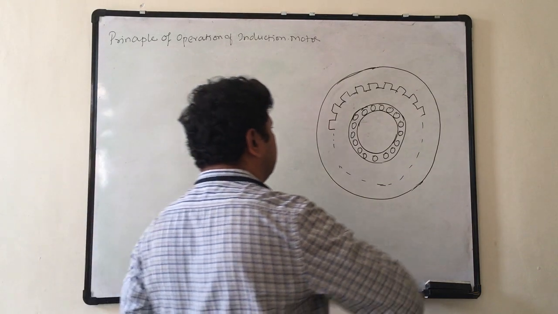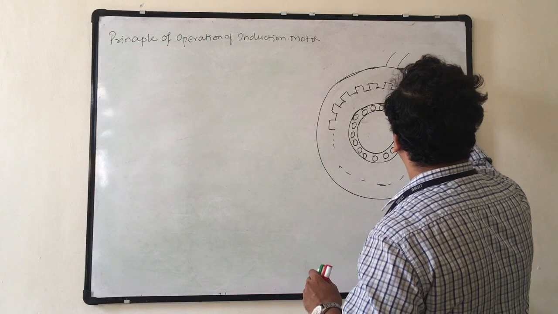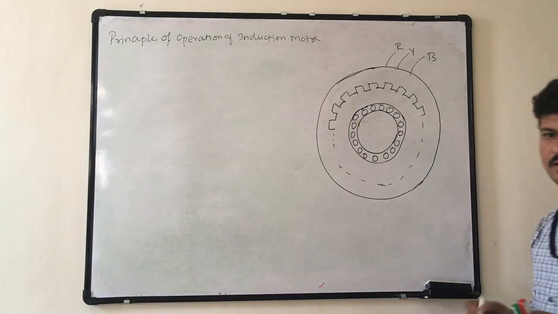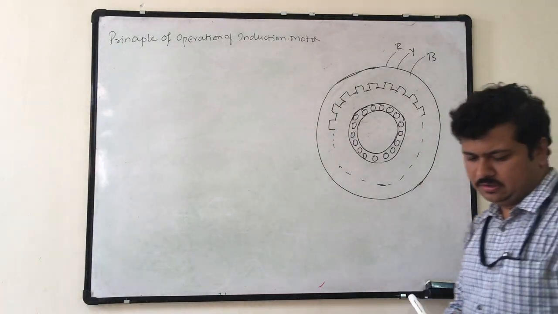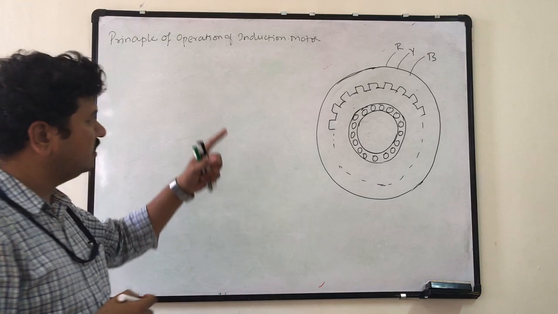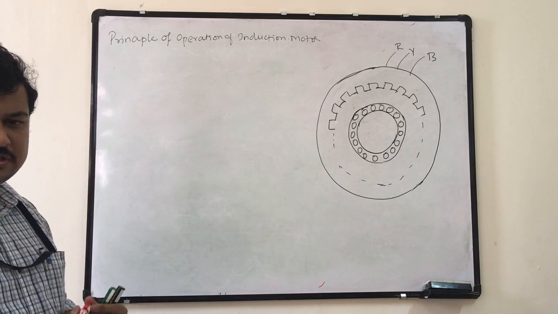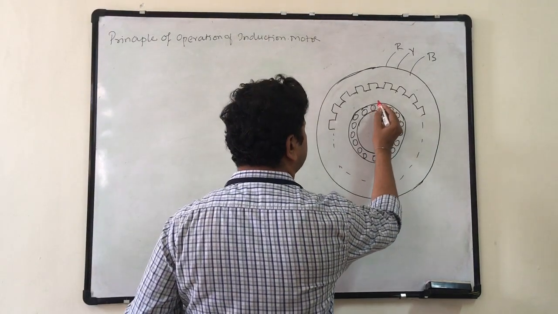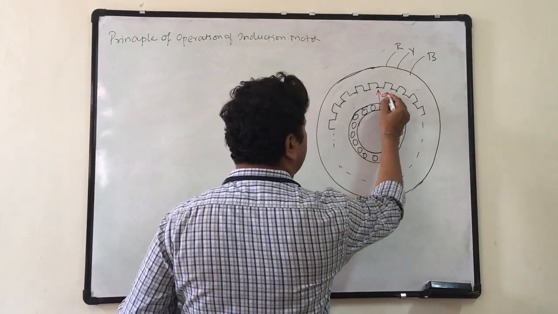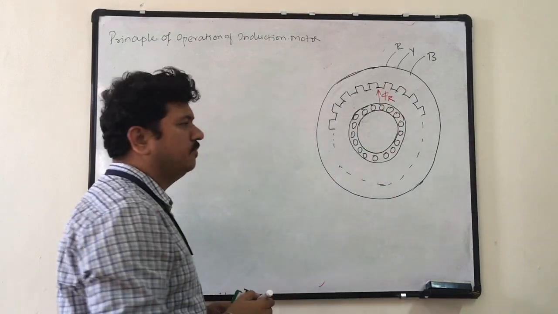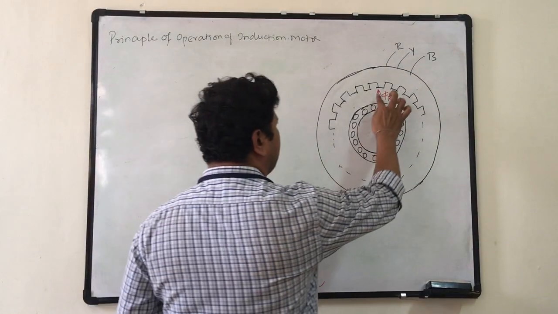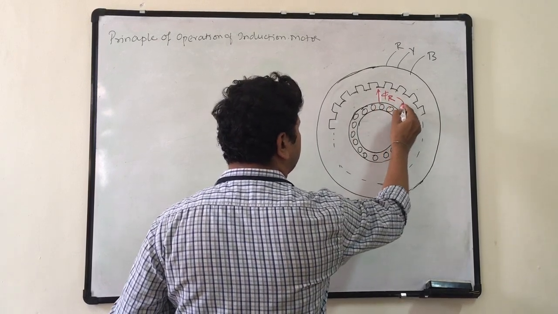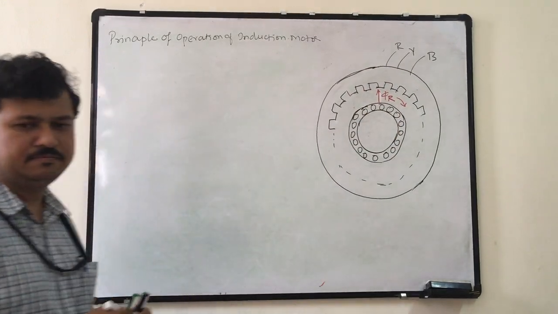Now we are applying the three-phase supply R, Y and B. When I apply the three-phase supply to the stator R, Y, B, this three-phase supply is creating a rotating magnetic field phi r in the air gap, and this rotating magnetic field is rotating in the air gap. Okay?